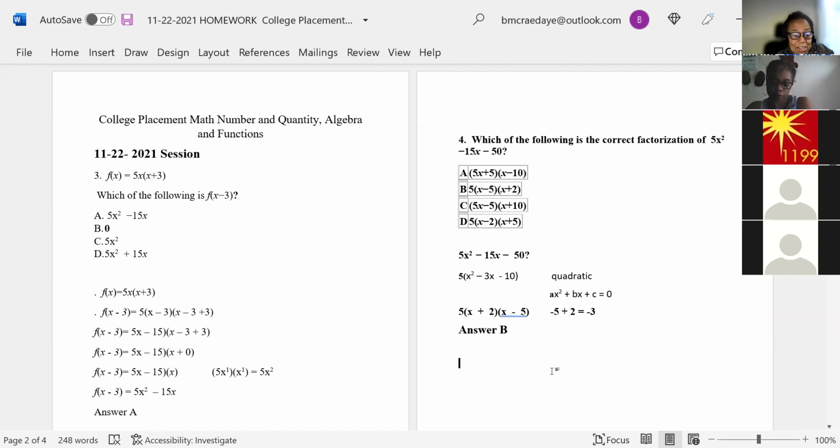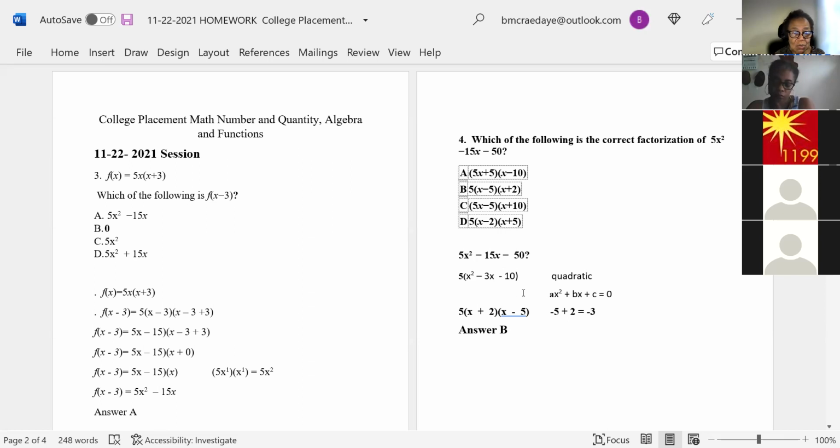So you had to factor two ways here, right? First, you had to recognize that 5, 15, and 50 all have factors of 5. In other words, 5 times 1 is 5, 5 times 3 is 15, 5 times 10 is 50. Now, once you factor out that 5, you're left with a quadratic. Then you factor that quadratic.